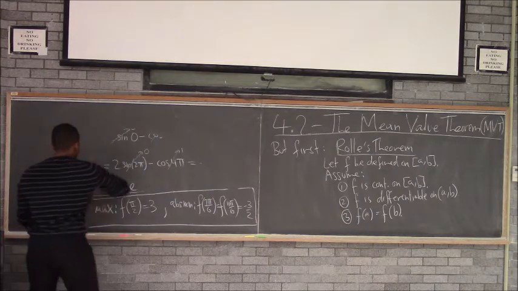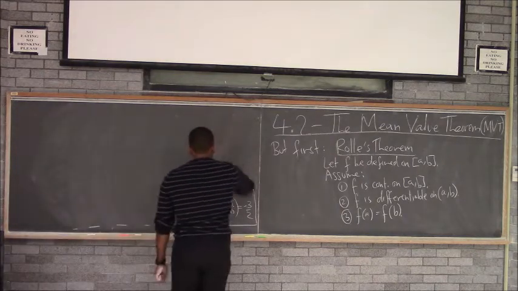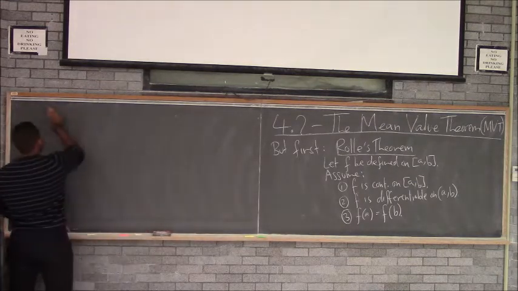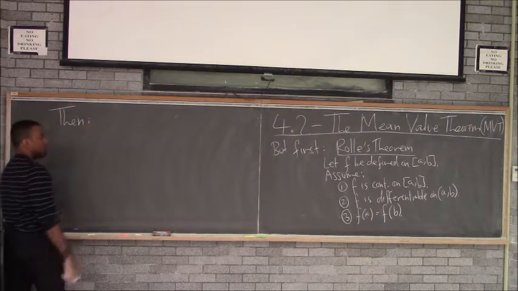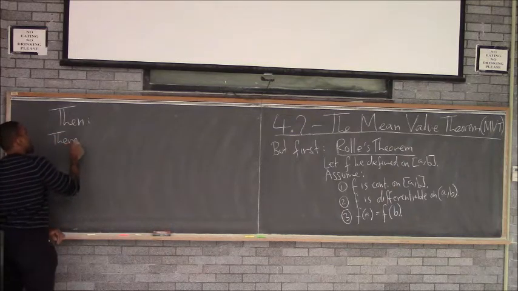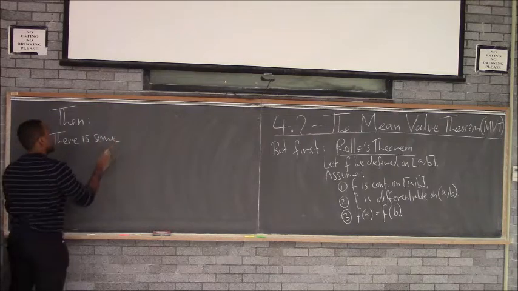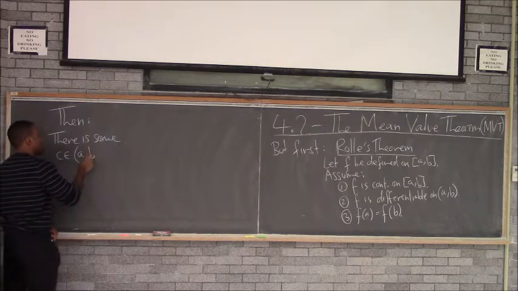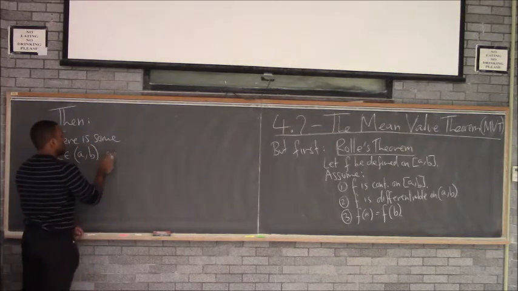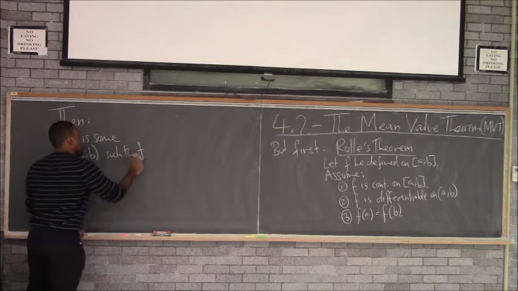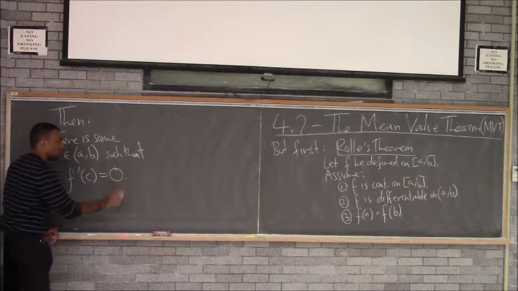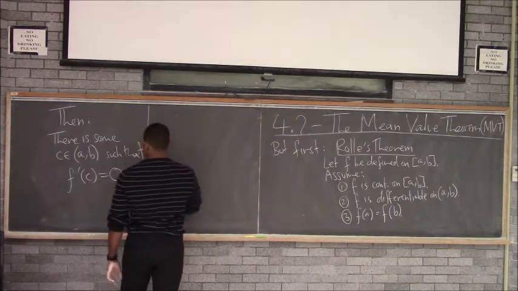Pretend you have a function that fulfills those 3 assumptions on some closed interval [a, b]. Then there's a conclusion that you can make. Here's what you'll be able to say. There is some c in the open interval (a, b). There exists some number in that open interval such that f'(c) = 0. This is called Rolle's theorem.